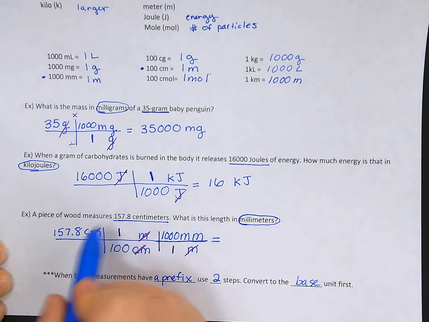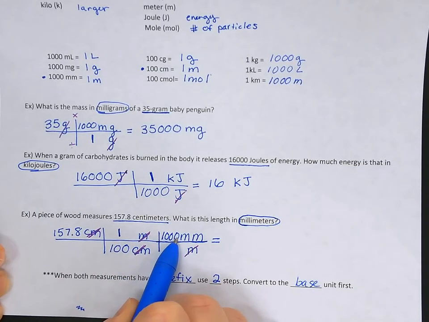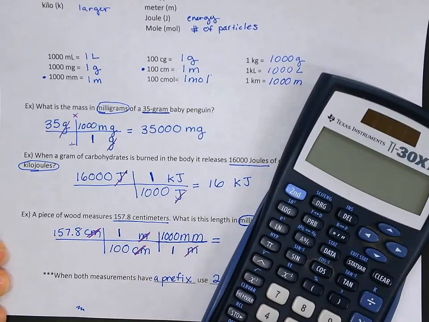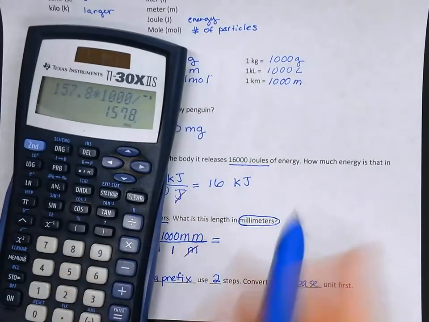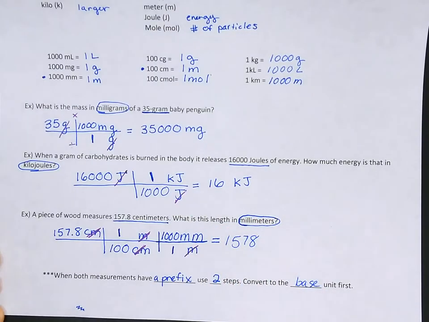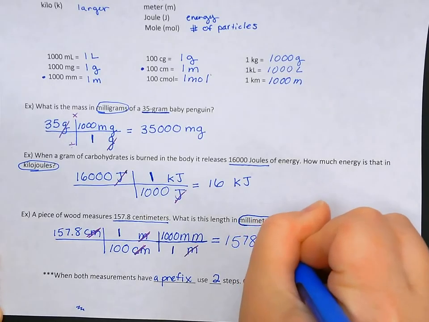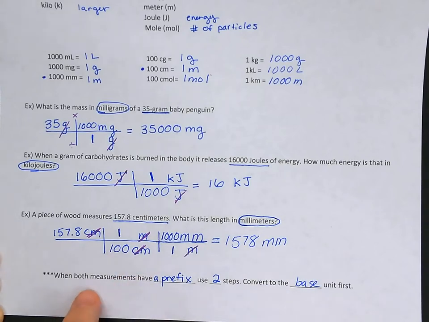So we're going to multiply all the way across. So 157.8 times 1 times 1,000, and then we're going to divide by 100. So 157.8, I don't have to put the 1, and then we're going to divide by 100. 1,578 is our value. And we're going to put millimeters on there for our units. That's what's left.